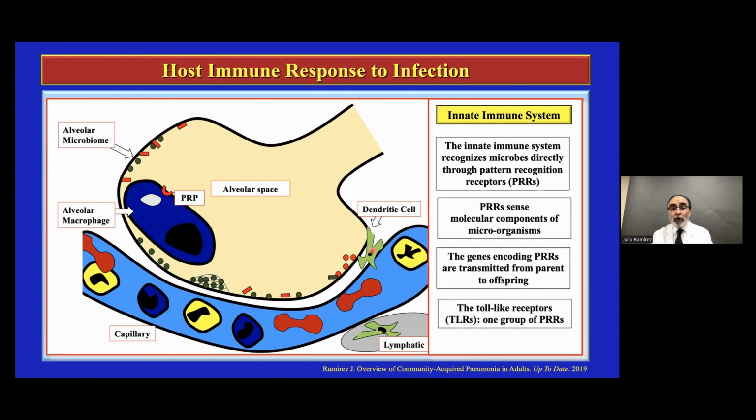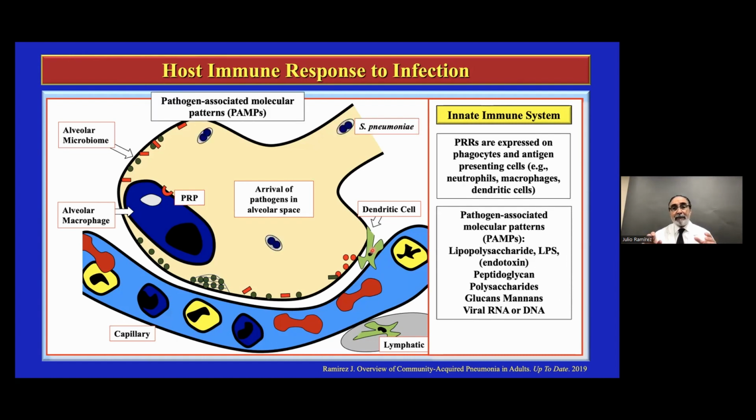Then all humans have these receptors. And these receptors have been evolving over thousands of years, because every time that something new is in the environment, our receptors can figure out what happened. Then, what I try to say here, let's say a common bacteria arrives at the alveoli, in this case, a Streptococcus pneumoniae.